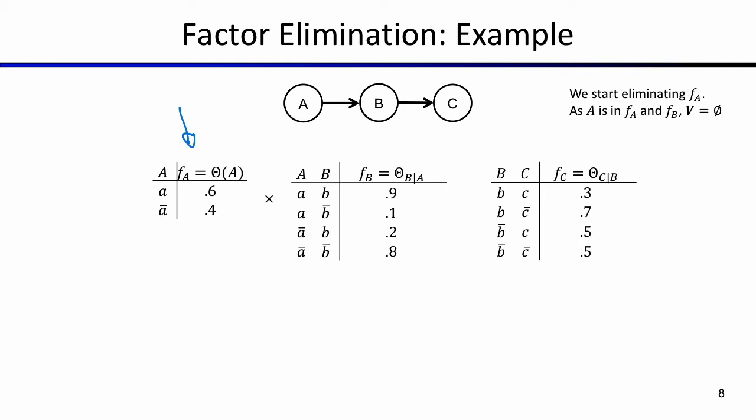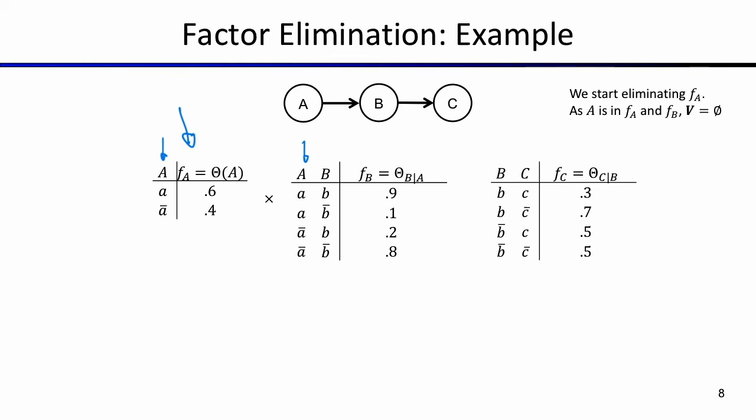If you look at this first factor here, it mentions variable A, and the problem is that variable A is also mentioned here. So we have variable A here and variable A here. So we cannot eliminate the variable A yet, right? That's very similar to variable elimination, where we did not eliminate the variables until we had multiplied all the factors that mention that variable.